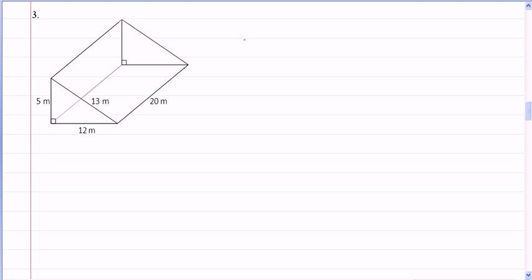For number 3, this figure is a triangular prism. And the reason why it's a prism and not a pyramid is because you have two bases. Think of if you turn this figure over on its side, it would stand up and have a ceiling and a floor that are the same shape and parallel to each other. So this is a triangular prism.